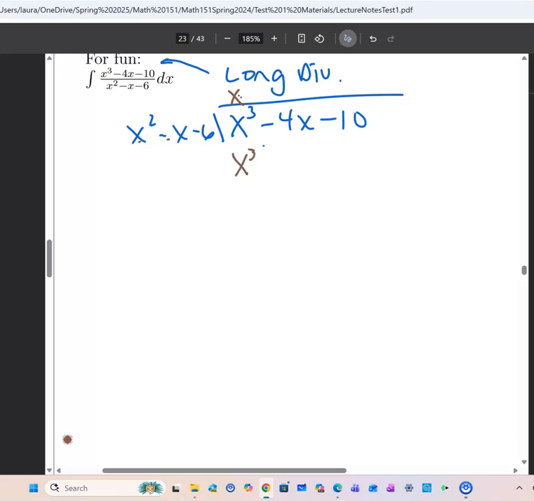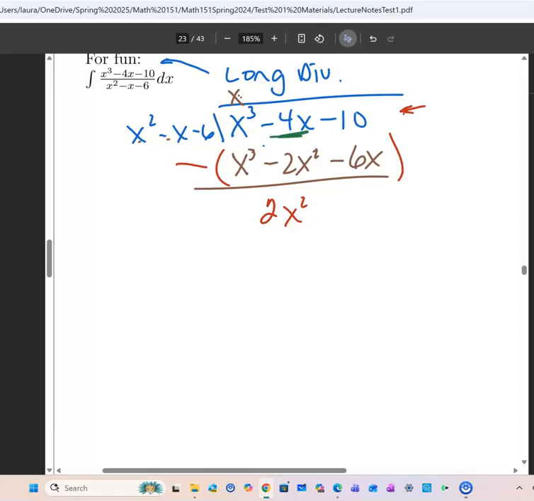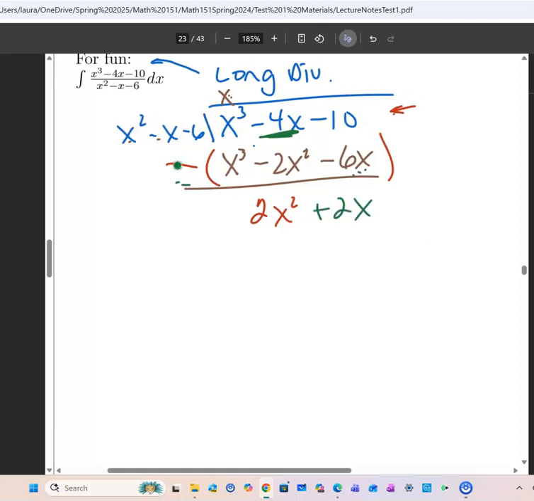And I just continue on. So I get minus 2x squared minus a 6x. Okay, so let's be careful subtracting. There's no 2x squared term here, right? So this will just be a positive 2x squared. And then I'm going to be joining together negative 4x and a positive 6x, right? So it'll give me a positive 2x. And then I bring down the negative 10.